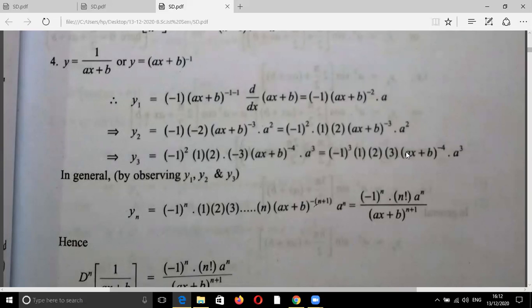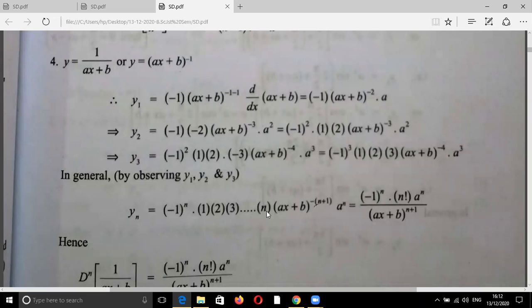And then here you see, y2 means you are getting (ax plus b) to the power minus 3. That means for each derivative you have to add minus 1, so that y3 means you are getting here minus 4. Similarly here you get minus n minus 1. And then here into, you see y3 is there, here you are getting a cube. Here y2 is there, you are getting a square. That means yn means how much you will get? A to the power n. Now here you see already you know n factorial, minus 1 to the power n you write as it is. But here 1 into 2 into 3 so on to n is n factorial.